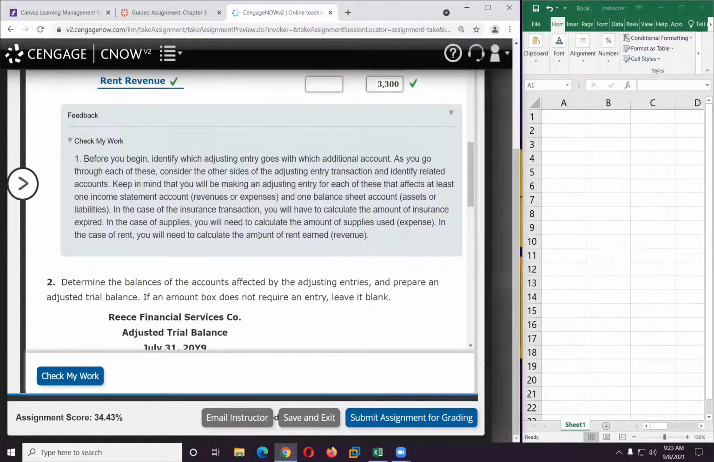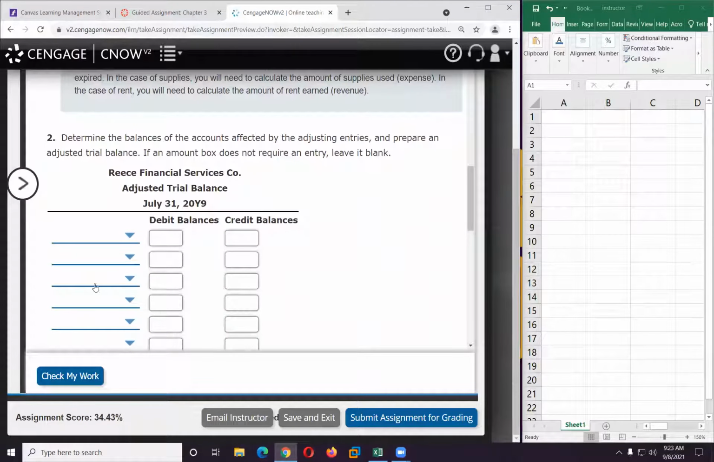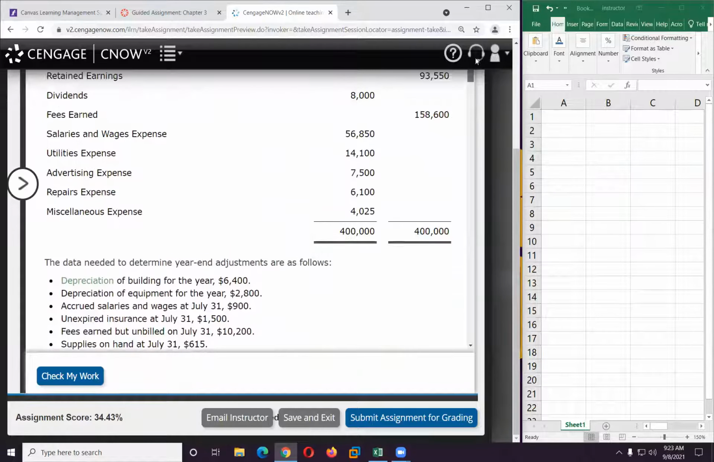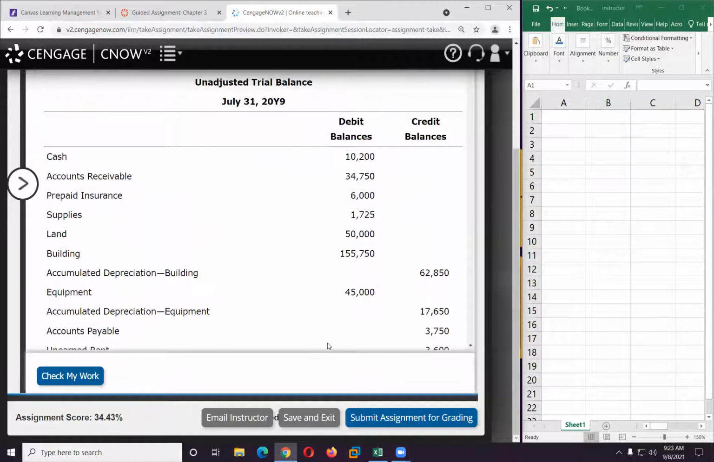So the first step to me is to put all the account names in over here. Honestly, all I'm going to do is scroll up, look at the unadjusted trial balance and just copy the account names down, except I have to be wary of the fact that a few accounts got added when we were doing the adjustment process. So accounts that didn't have a balance got added in, so we have to add those in.